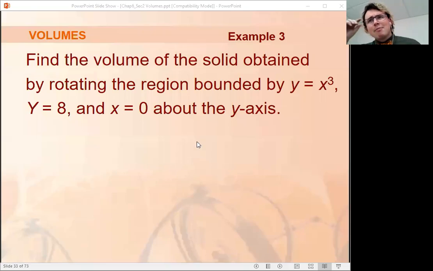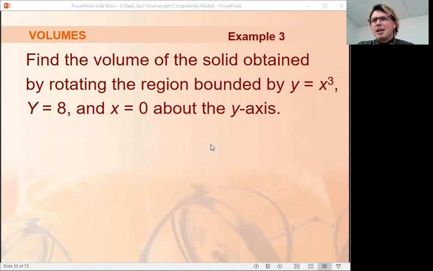Now, this idea is going to get more complicated as we look at more complicated solids. So here's another one of these problems. Find the volume of the solid obtained by rotating the region bounded by the function y equals x cubed, y equals 8, and x equals 0 about the y-axis.